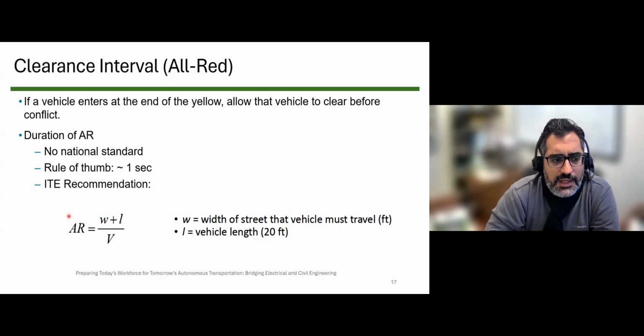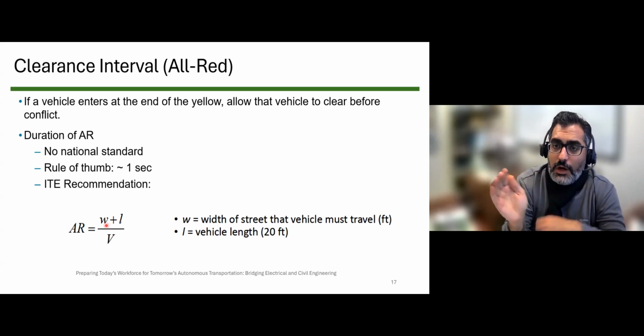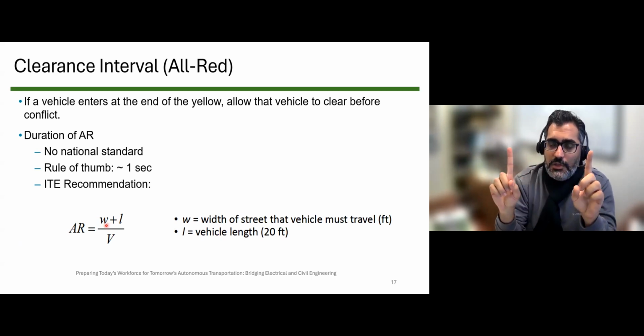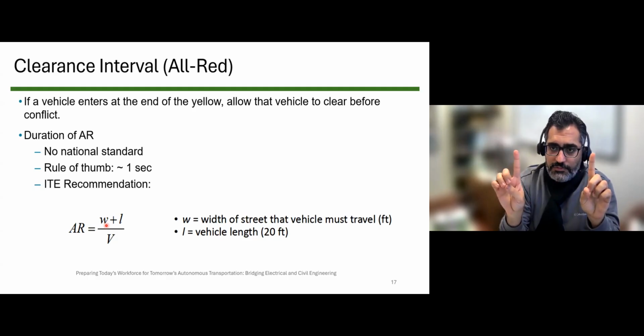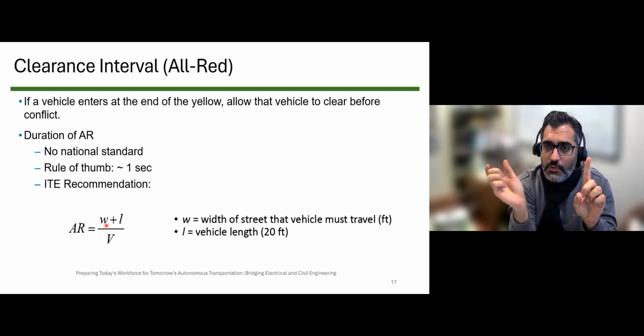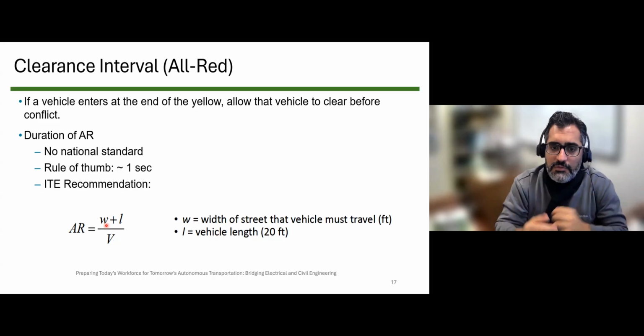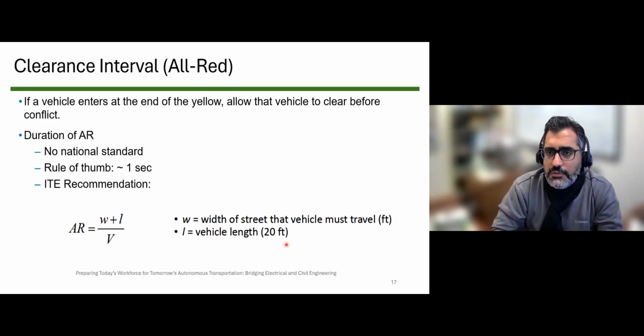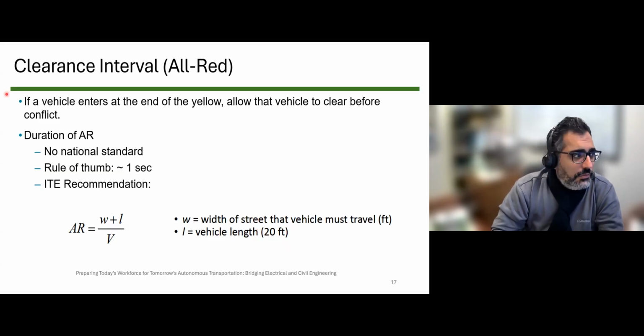They are saying that the duration of all red would be the time it takes for the vehicle to go W plus L, the width of the intersection plus one length of the vehicle, to completely clear the intersection. The vehicle should travel the width of the intersection, and it should also clear one length of the vehicle, divided by the speed. And for the vehicle length, they consider 20 feet, a passenger car length.